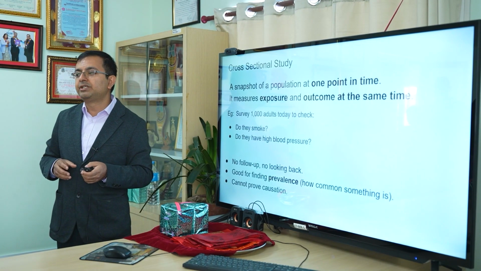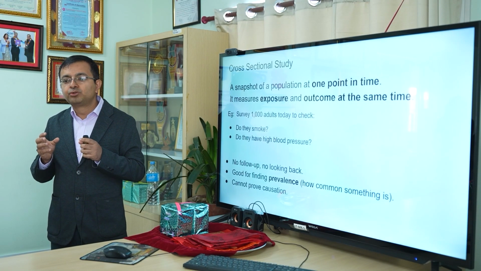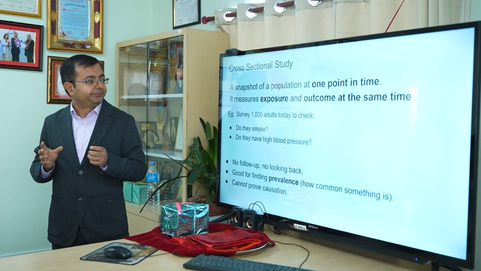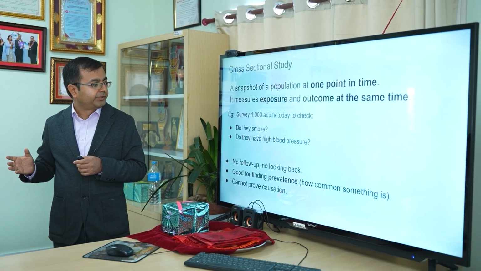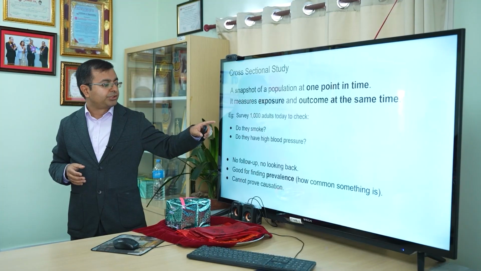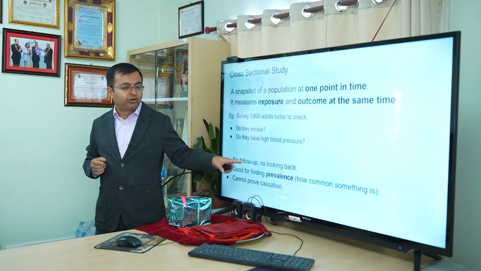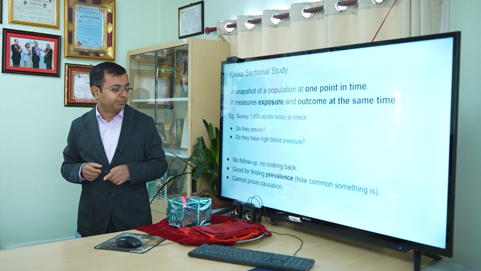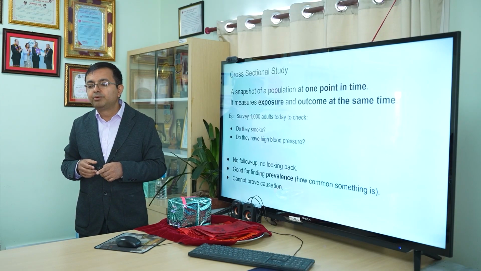So a cross-sectional study is like a snapshot. You take a population, you do a research, you measure the finding at one time and see what the current status is. You don't go back to the history, you don't go to the future. Like we survey 1,000 adults to check if they smoke and if they have high blood pressure. So in this study there is no follow-up, no looking back. It is good to find prevalence, like what is the prevalence of hypertension in a random 1,000 patients. It can't prove causation. It can show that prevalence is high or low, but it can't prove any causation.